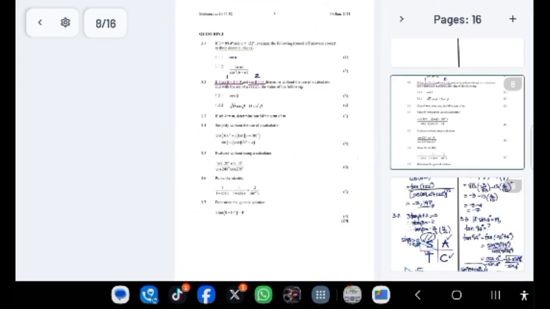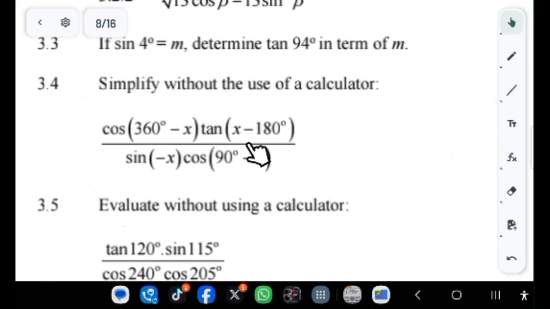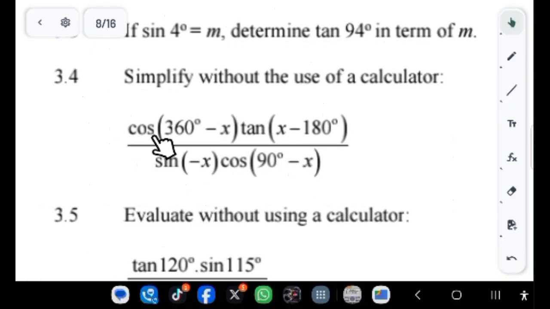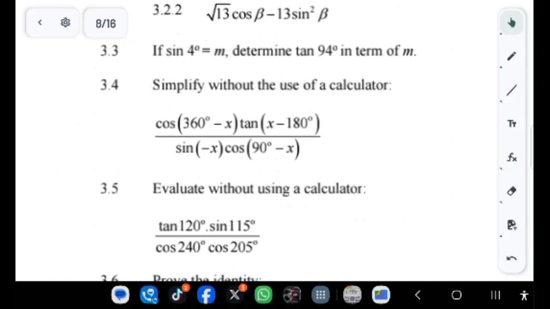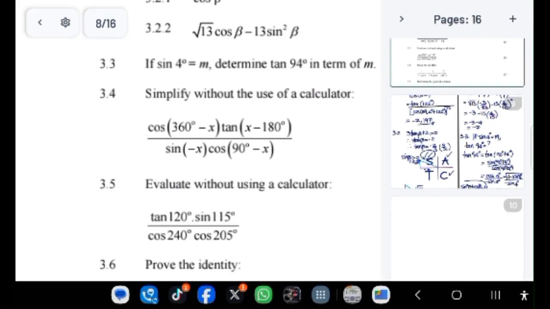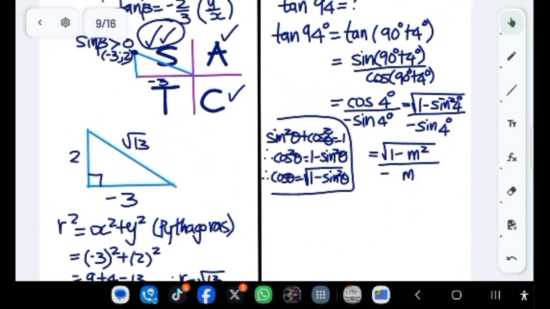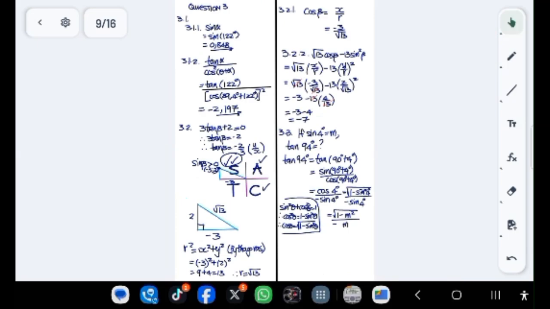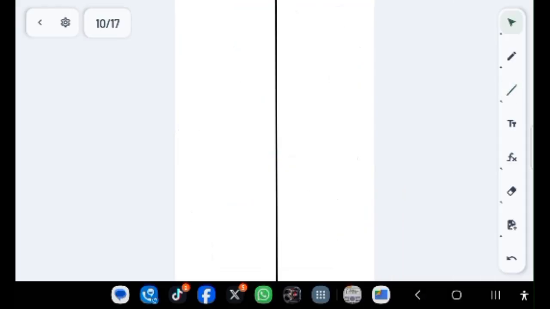Question 3.4. Simplify without the use of a calculator. That should be easy by now for you. Cos of 360 minus x. Okay, cos of 360 minus x. That is question 3.4. All right, let's start a new page.